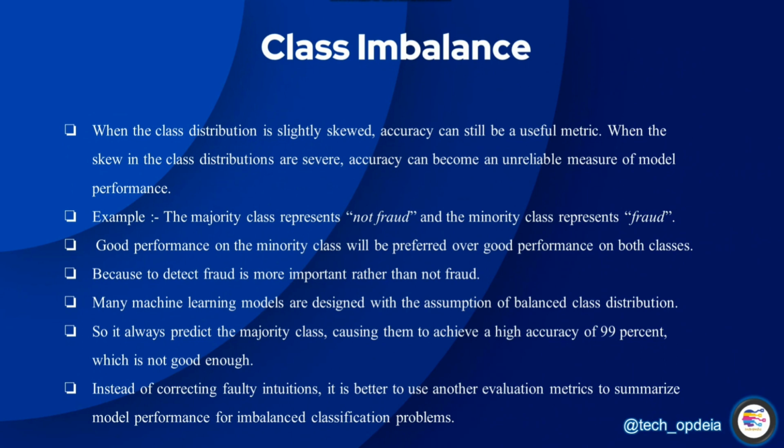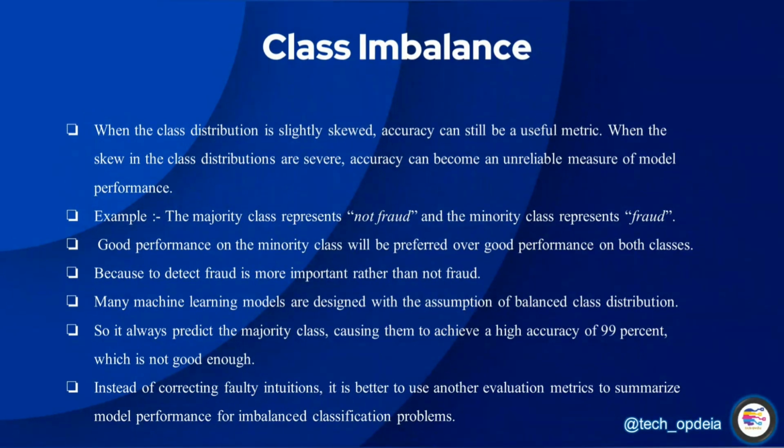Many machine learning models are designed with the assumption that our dataset has a balanced distribution, but it is not. So we need to apply visualization and analysis techniques to see whether our dataset contains a balanced distribution or not. Because machine learning models think that our dataset is balanced, but actually it is not, they always predict the majority class, causing them to achieve 99% accuracy, which is not good enough.